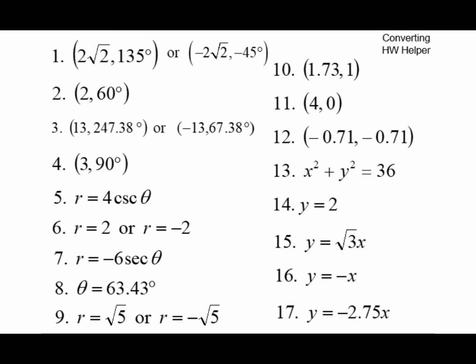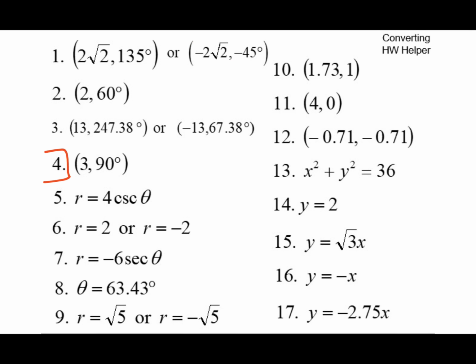All right, how'd you do with the homework helper on converting? Normally, if we were in class, there'd be a couple things that we would highlight, like number 1 and number 3. Did you fix them? They have a negative x value, so I either have to add 180 to get 135, or you could choose to make the r value the opposite and stick with the original negative 45. And it's the same for number 3.